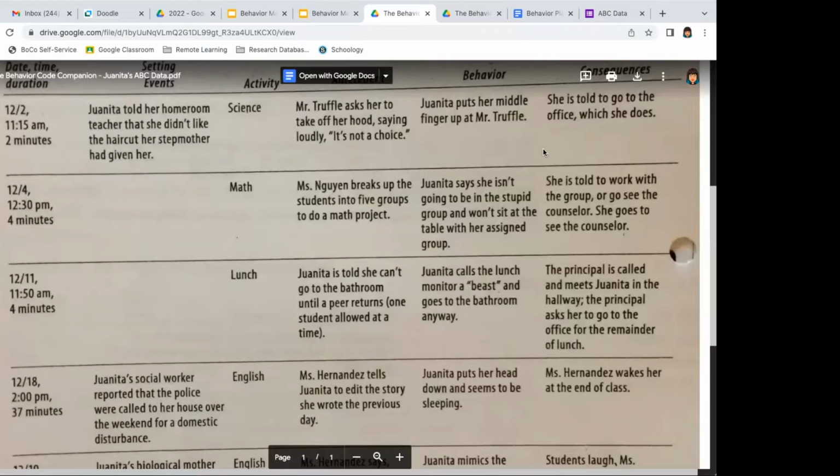This is on December 11th at 11:50 a.m. and lasting for 4 minutes. The activity is lunch. Juanita is told she can't go to the bathroom until a pair returns. One student is only allowed at a time. Juanita calls the lunch monitor a beast and goes to the bathroom anyway. The principal is called and meets Juanita in the hallway. The principal asks her to go to the office for the remainder of lunch.